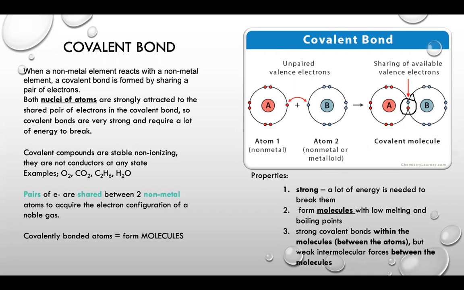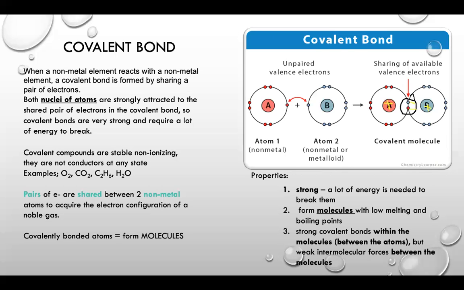And now, the nuclei, which include the protons, which have a positive charge, are attracted to the electron pair shared in between those two atoms, which creates a very high strength for the covalent bond. That's why a huge amount of energy is required to break down the covalent molecule, thus the covalent bond.